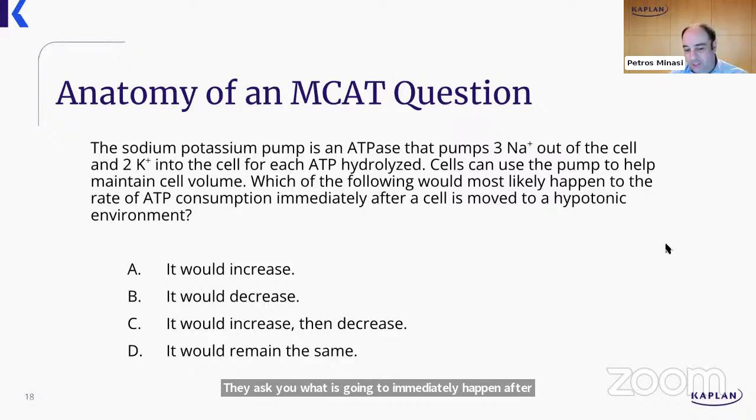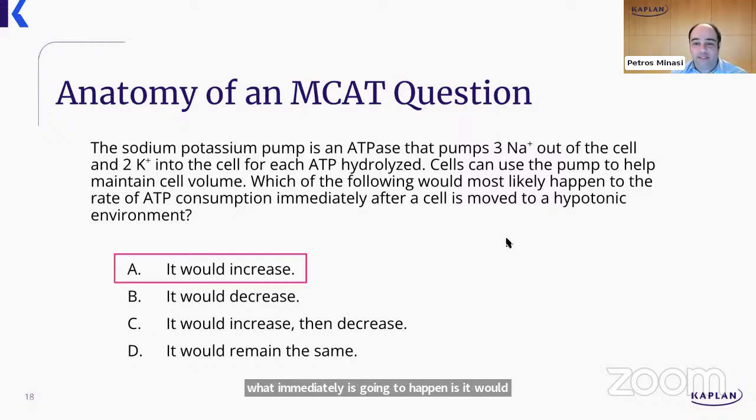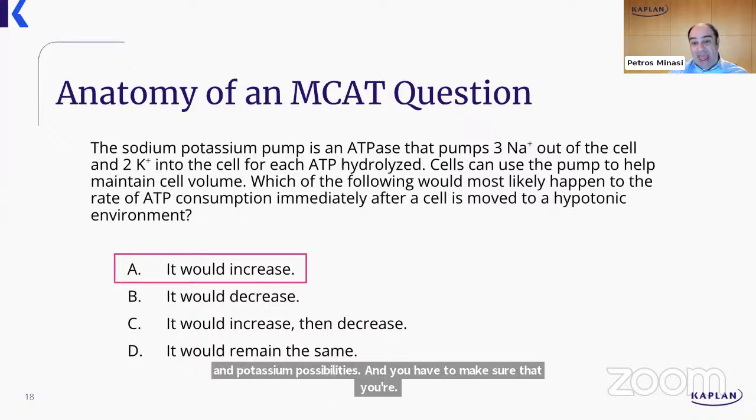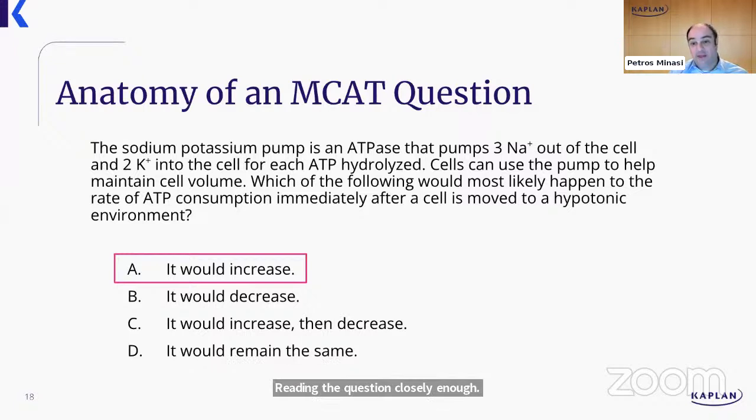And what immediately is going to happen is it would increase, right? So this is where you have to not only bring in information from the outside as far as what hypotonic means, you have to incorporate the information about the sodium potassium pump's abilities, and you have to make sure that you're reading the question closely enough and actually answering the question that was being asked of you. The MCAT does this a lot.